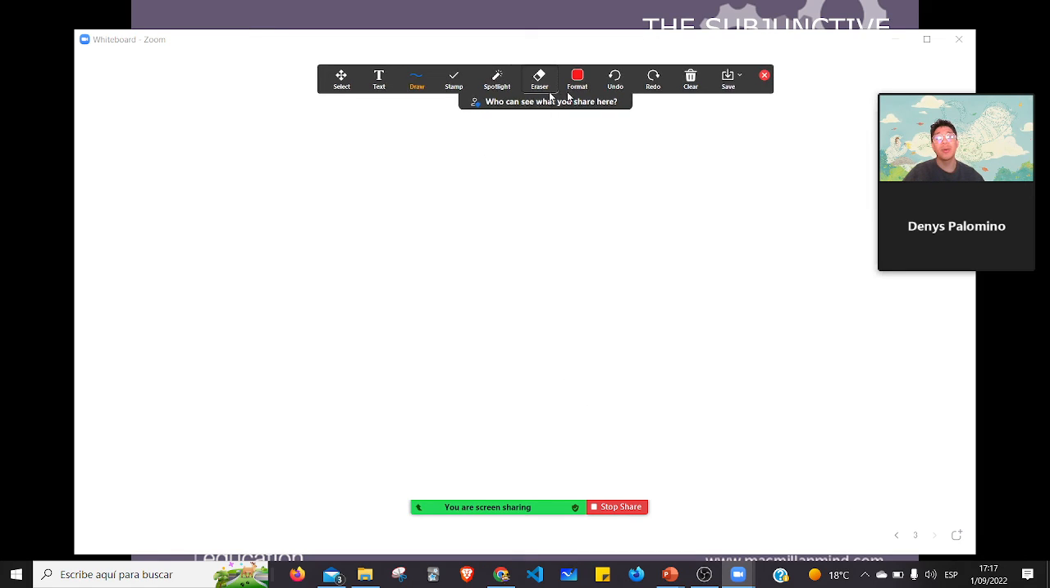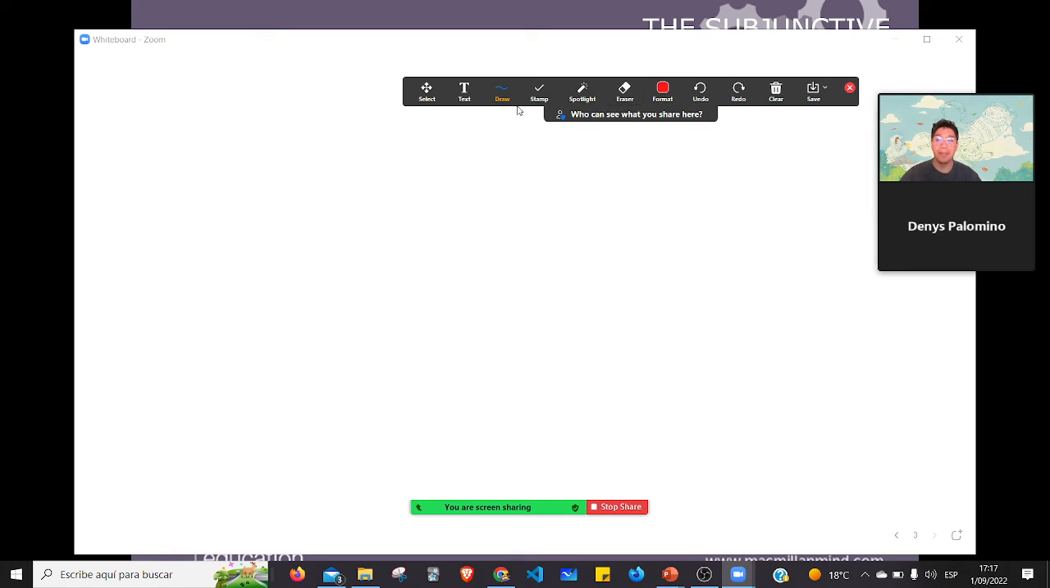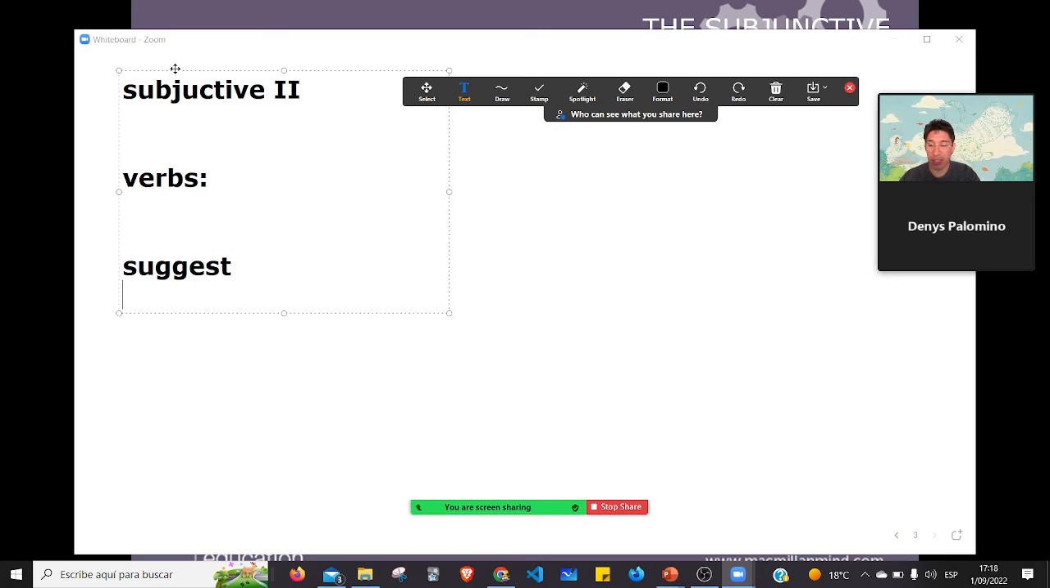So now we are going to focus on the subjunctive number 2. Okay, this is the second part. Subjunctive 2. Do you remember the verbs that are followed by this structure? Do you remember? Suggest. Yes, tell me all of them. Suggest, recommend. What else? Propose. What else?